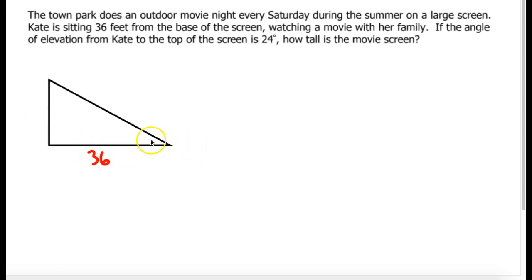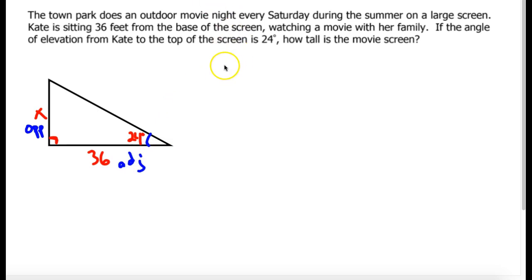The angle of elevation from Kate to the top of the screen is 24 degrees. And we want to find how tall the movie screen is. So this is the screen. The height would be my variable. So just like we've been doing, we want to label the sides. So with respect to this 24-degree angle, x would be the opposite side, 36 would be the adjacent side.